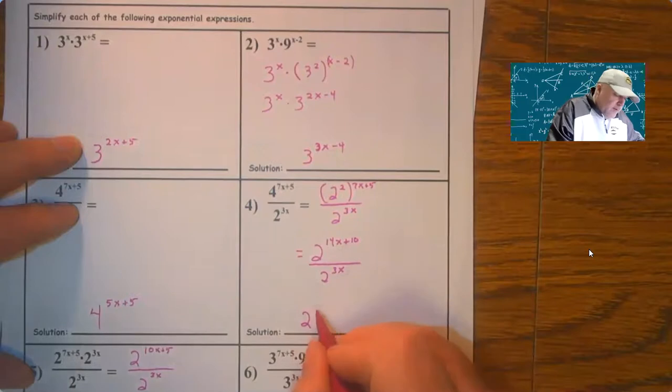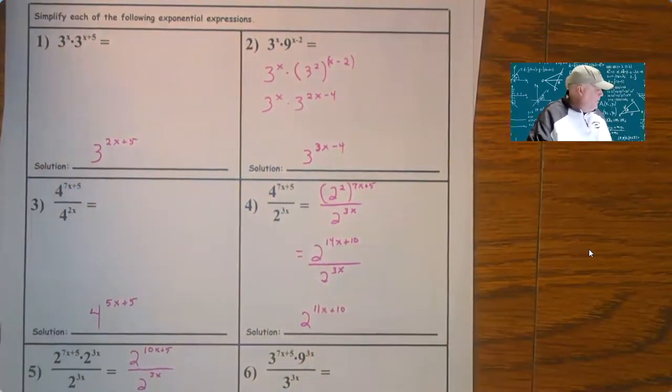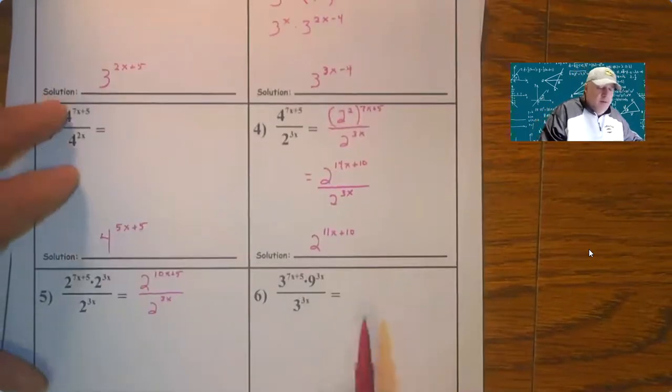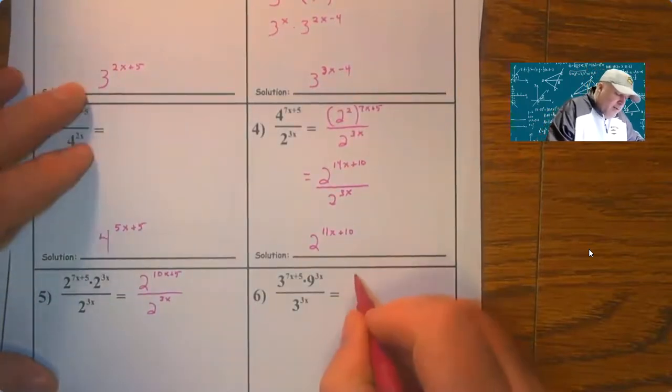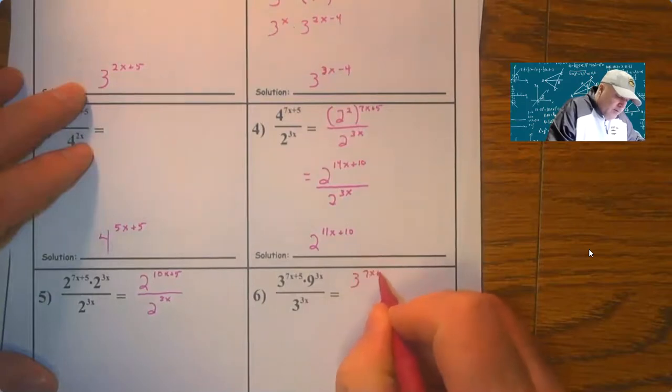So 11x plus 10 is that result. And then here we have to rewrite the 9 with a power of 3. So you just look at the larger one and you try to rewrite it as the smaller one. That's the rule. Pretty easy to do.